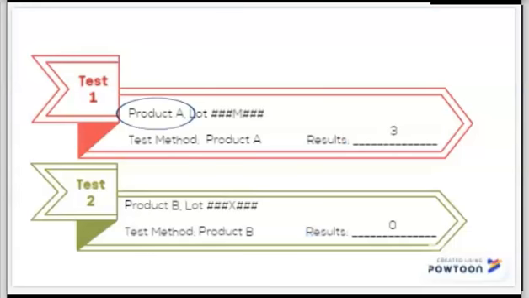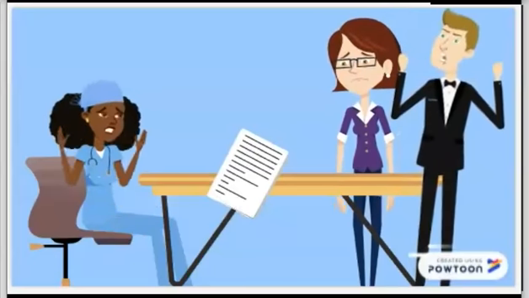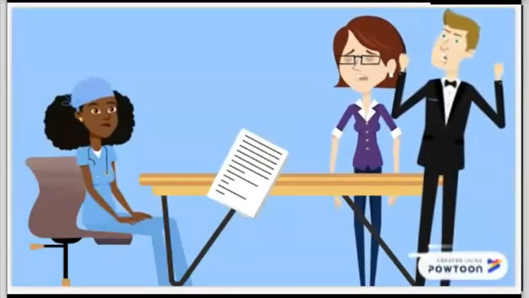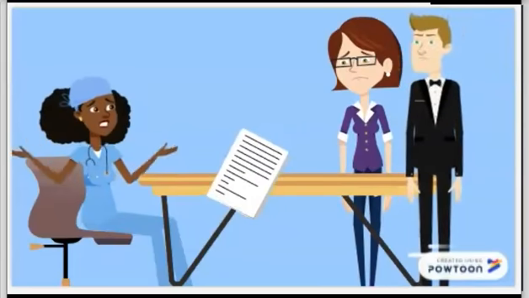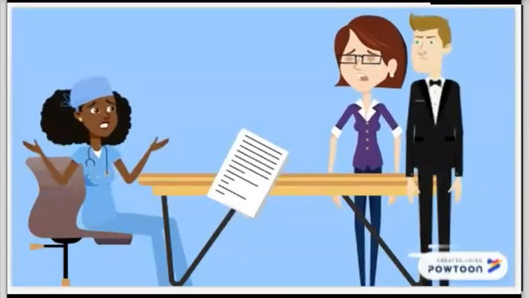But the supervisor notices something wrong. The microbiologist documented a product test, but the lot number was for media. This means the sample was tested per the wrong method. The supervisor and lab manager conclude this is an obvious human error. The microbiologist had a media sample. There were clear directions in the SOP for testing a media sample, but she tested it per a product method.